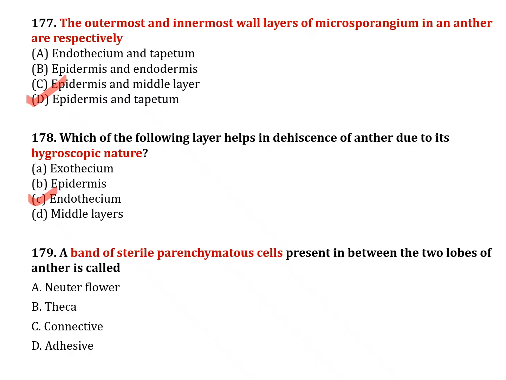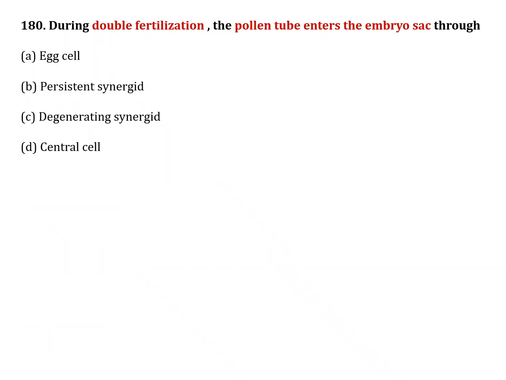The next question, number 179. A band of sterile parenchymatous cells present between the two lobes of anther is called option A, neuter flower, option B, theca, option C, connective, option D, adhesive. Correct answer is option C, connective. Then the last question, question number 180. During double fertilization, the pollen tube enters the embryo sac through option A, egg cell, option B, persistent synergid, option C, degenerate synergid, option D, central cell. Correct answer is option C, degenerate synergid.